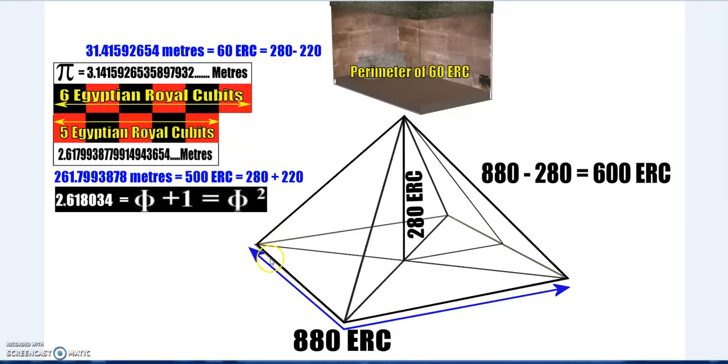Now, if you look at the maximum visible base, so 880, the base length times 2 is the most you'll see. And so 880 minus 280 equals 600 Egyptian Royal Cubits, which is pi times 100 meters.